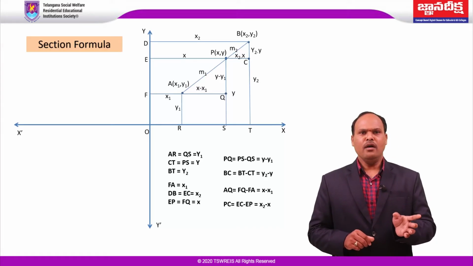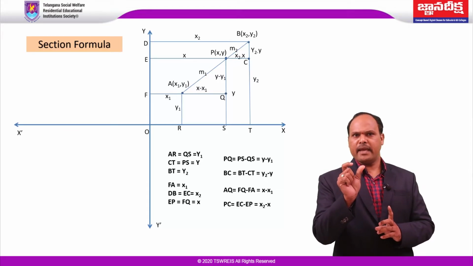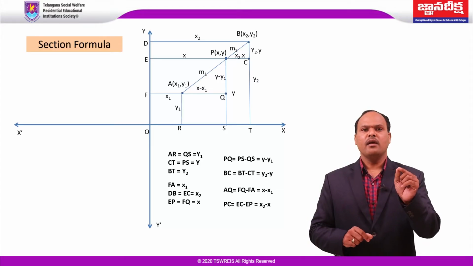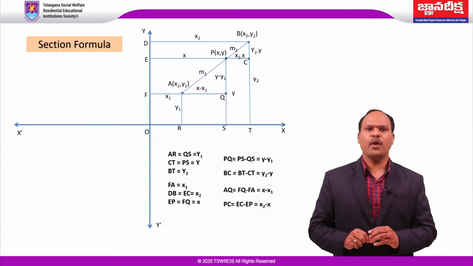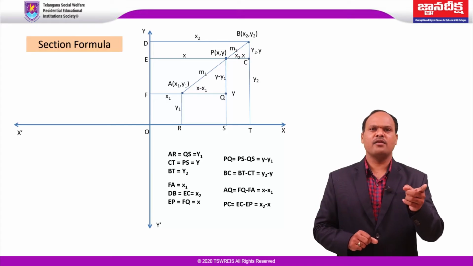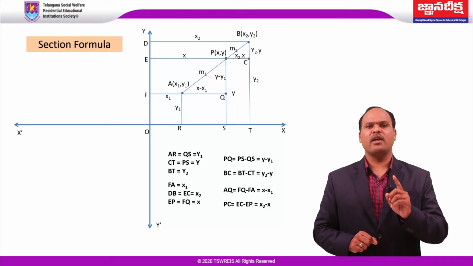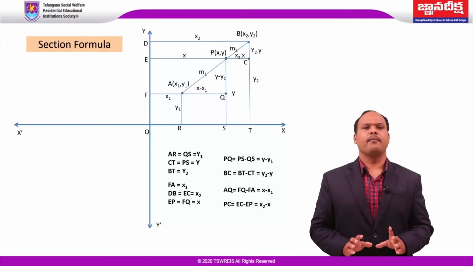Now we also need to get the PQ length. See the diagram. How can we get PQ? That is PS minus QS. Already we have the PS and QS values. What are the PS and QS values? y and y1. So the value of PQ will be y minus y1.